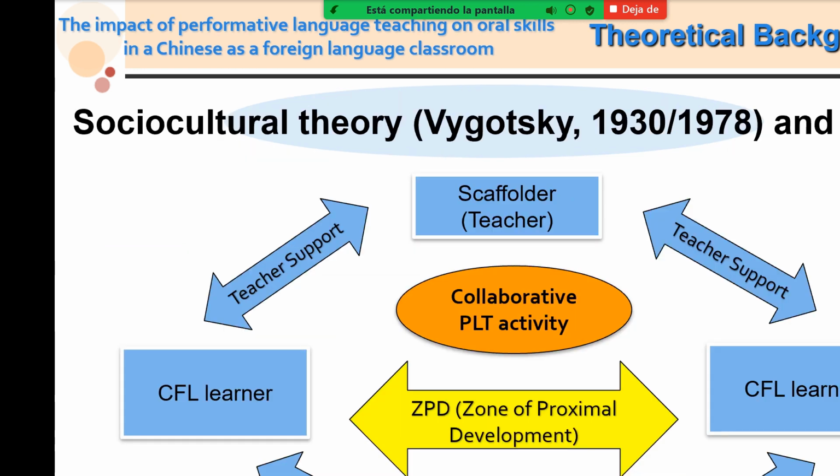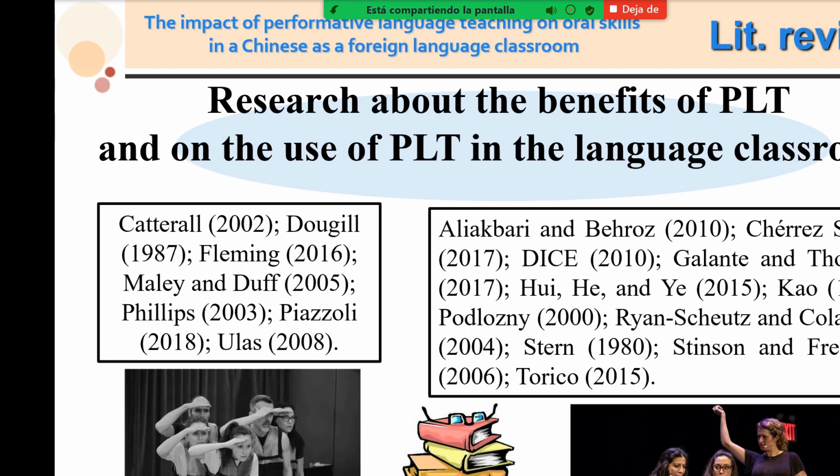We create the right conditions for the students to practice Chinese in oral speaking. And also with Vygotsky's sociocultural theory, learning happens not only in the classroom from the teacher, but also from the other classmates. This is what we call peer support. So it's very important to create a new methodology for Chinese teaching.